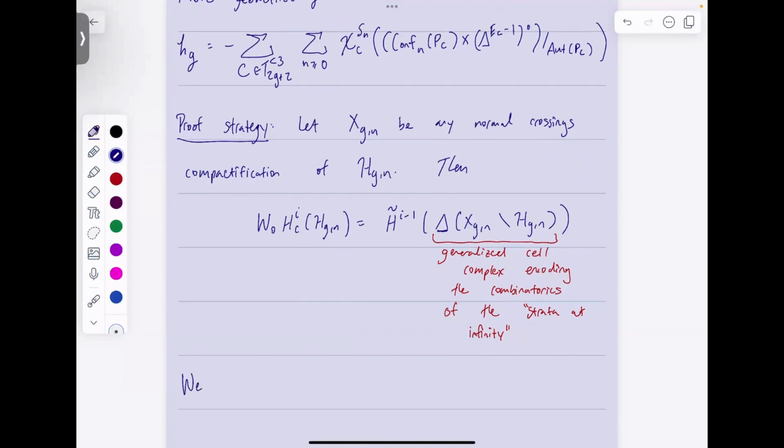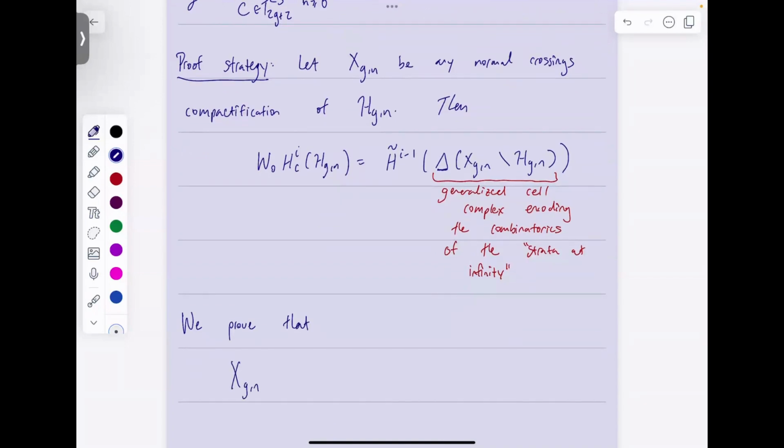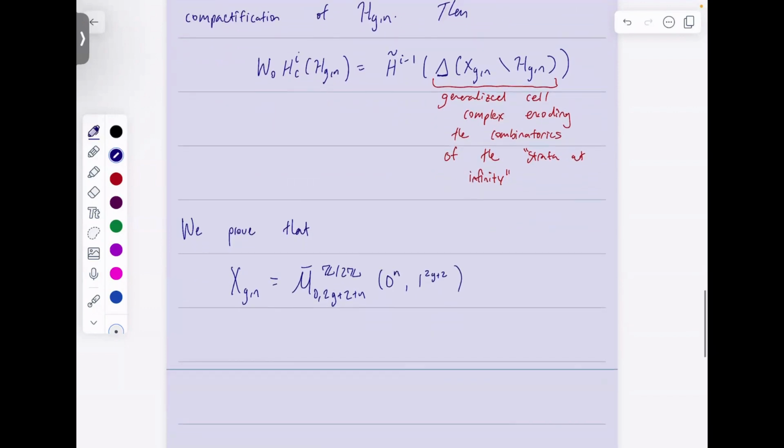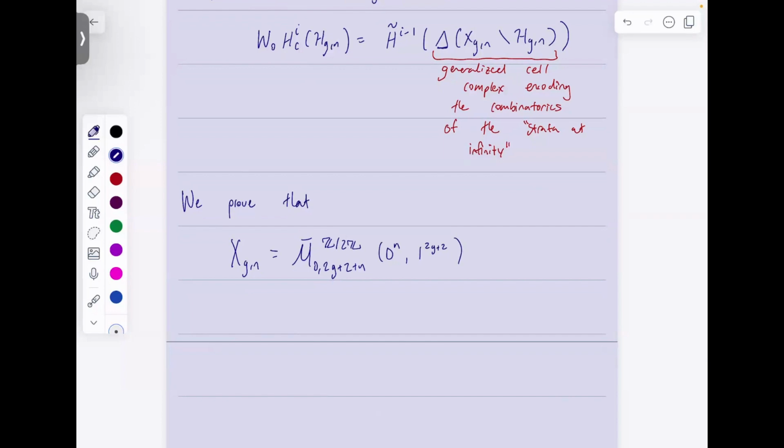And we prove that if I take X_{g,n} equal to some particular space of admissible covers, so I'll just write out in notation what this is. So it's a space of admissible Z mod 2Z covers in genus zero, with some specified monodromy data that is as such. Whatever this space is, I'm not going to say too much about it right now. But the point is, this space furnishes a normal crossings compactification.